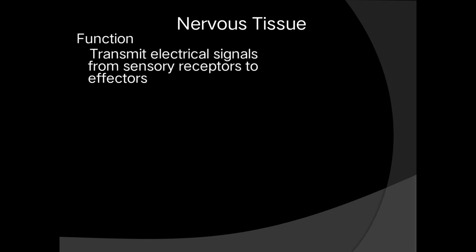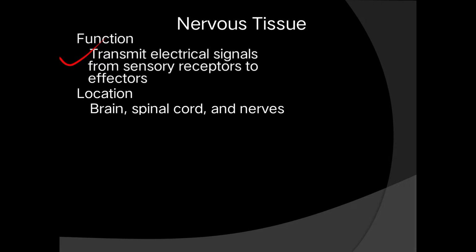So today we are going to discuss the histology of nervous tissue, and what is the function of nervous tissue? As we all know, it is the transmission of electrical signals from sensory receptors to effectors. Suppose you touch something hot, like a hot utensil, you just move away from that location. This is the transmission of electrical signals from sensory receptors, meaning the skin has sensory receptors, to effectors, meaning towards the brain.